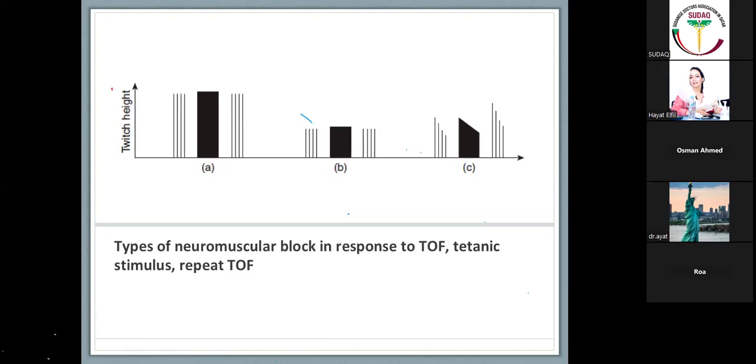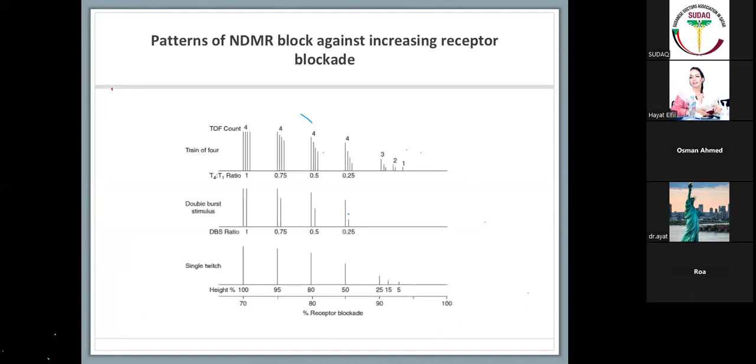But the two things are there is no fade and there is no post-tetanic potentiation, which is evident in graph C. So C is a non-depolarizing muscle relaxant where you see there is a fade in the train of four, and there is a fade in the tetanic stimulation, but there is post-tetanic potentiation. So after tetanic stimulation, you wait for 3 seconds, and then again you apply tetanic stimulation, you get post-tetanic potentiation. These give you an idea about the twitches.